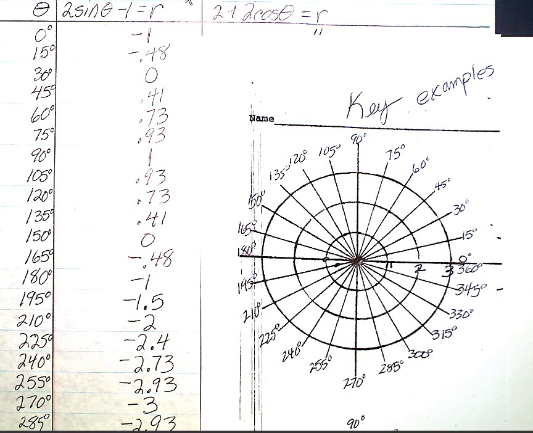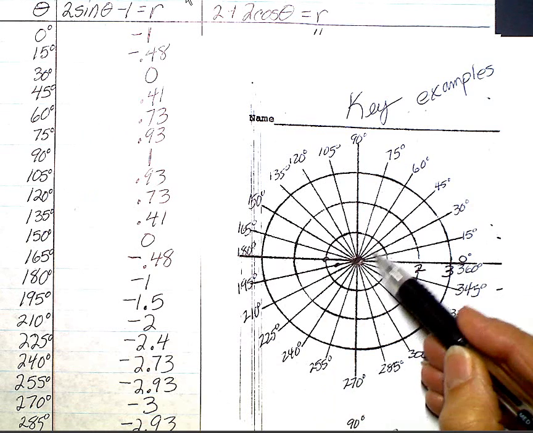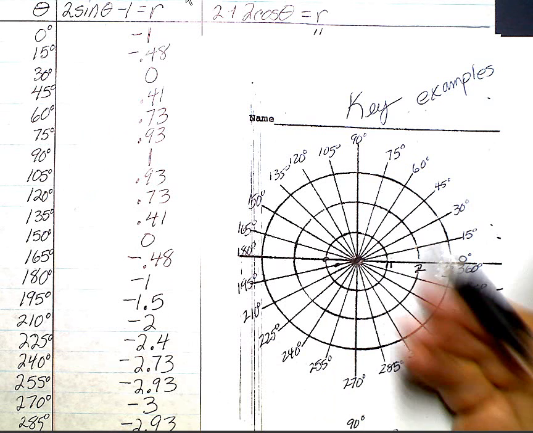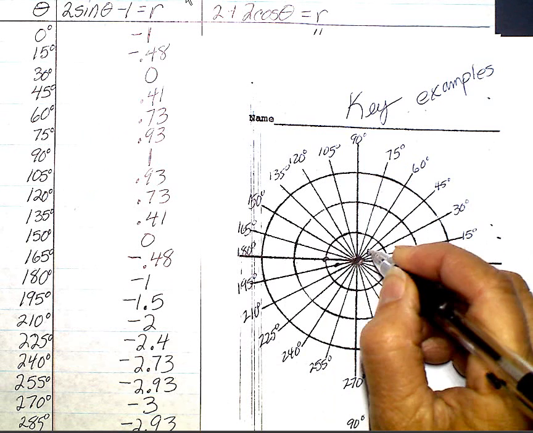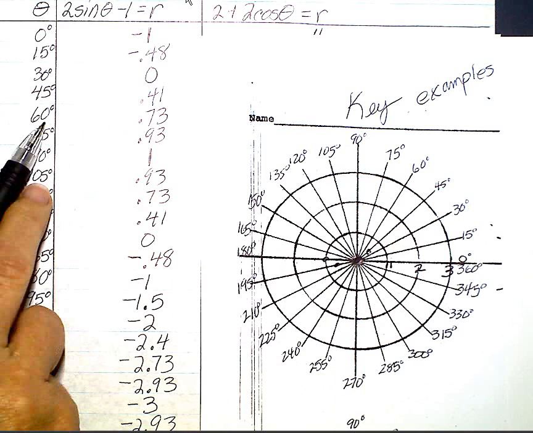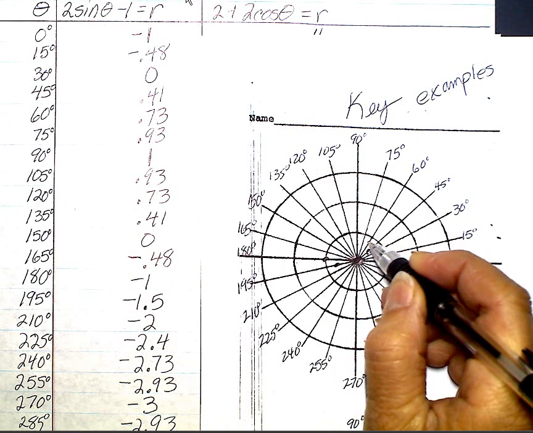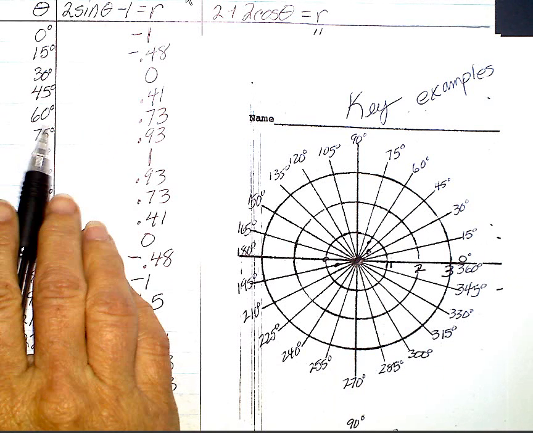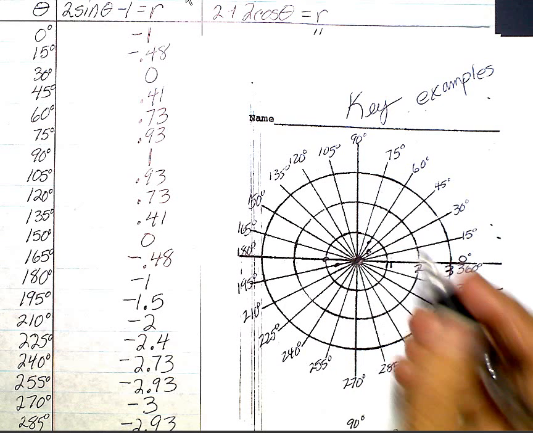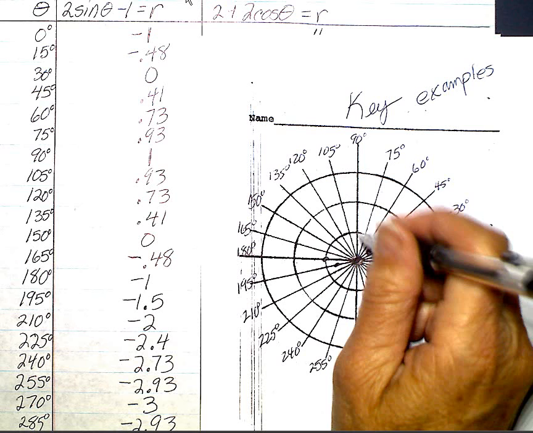45 degrees, now I'm at a positive 0.41. Here's 45 degrees, positive 0.41 will be about right in here. See if I can get it on that line a little bit better. 60 degrees, 0.73, so I'm still not quite out to 1 yet. 75 degrees, 0.93, closer to 1 but not there. But at 90 degrees I am at 1.